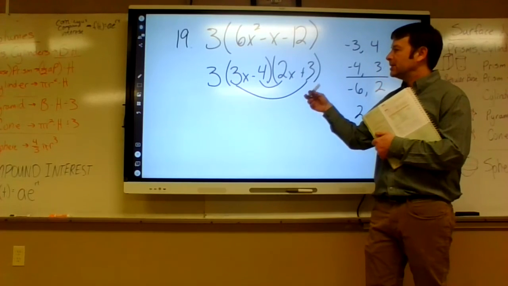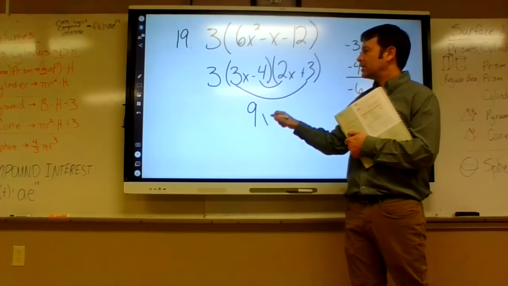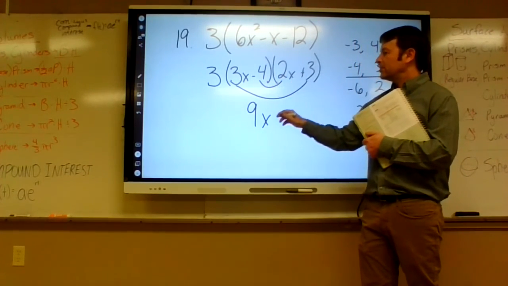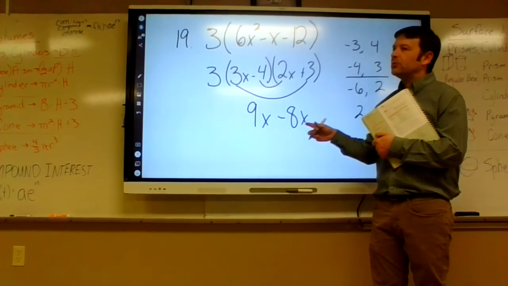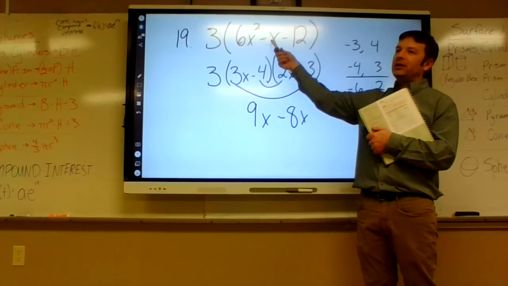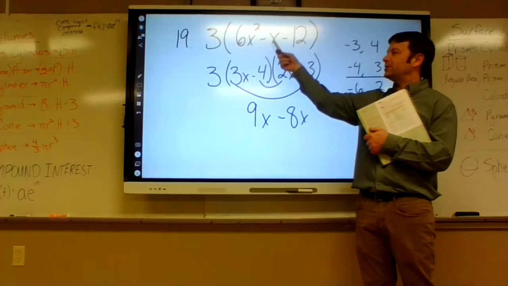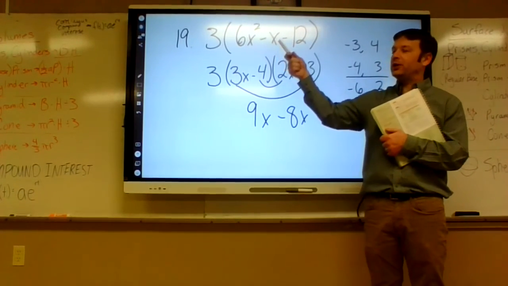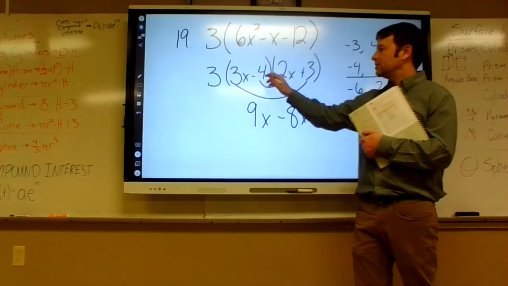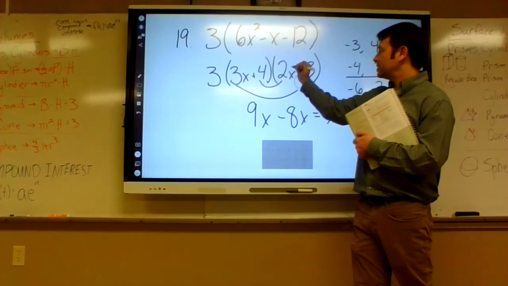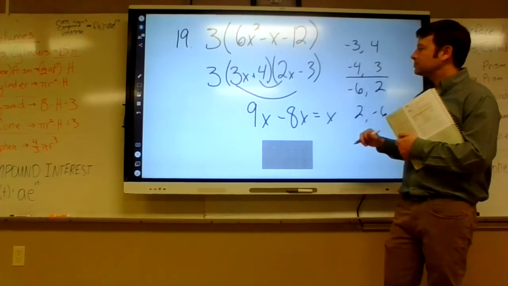9x. What's the inside? Negative 8x. What's that make? 1x. It is wrong, but it's still good news because we want negative 1x instead of positive 1x. So how do I do the opposite? Change the sign.